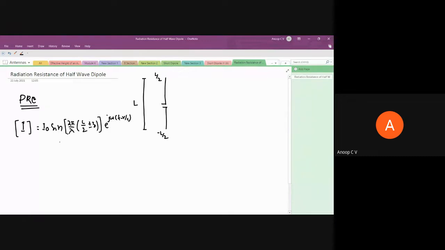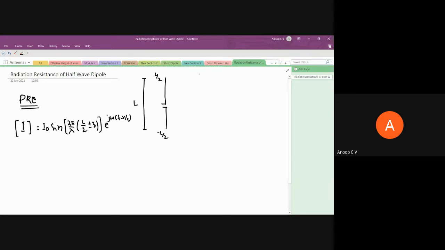Here sine of 2 pi by lambda times L by 2 plus or minus Z is actually called the form factor of current. And we even visualized that for different lengths of antenna. We used GeoGebra to visualize it. Always, at the open circuited ends, the current distribution will be 0. As you move towards the center, it varies sinusoidally. And one more thing to keep in mind is that in every adjacent lambda by 2 segments, the current direction will be opposite to each other.